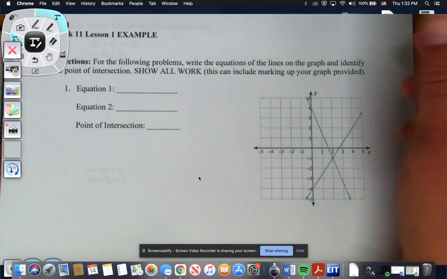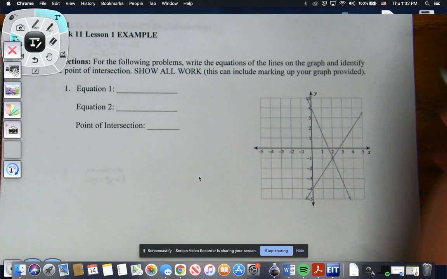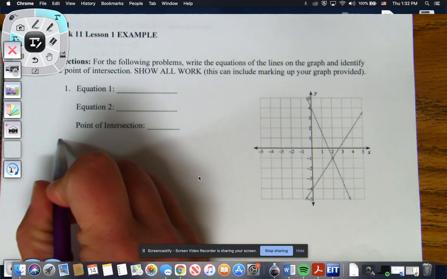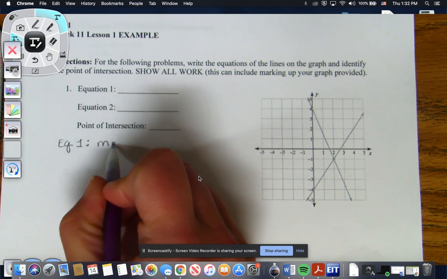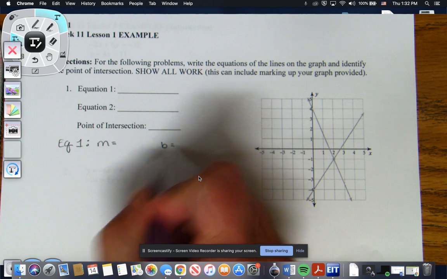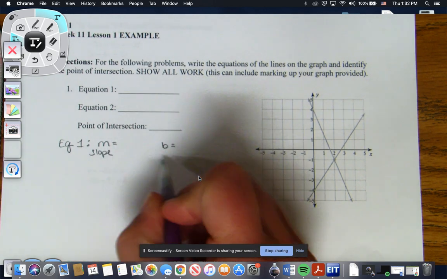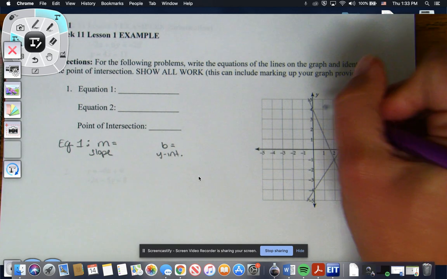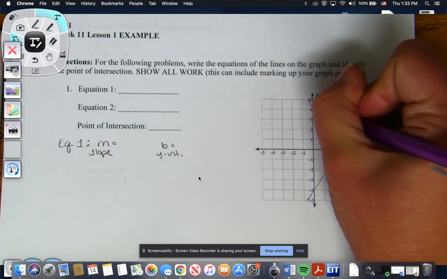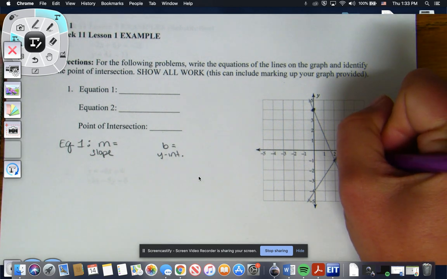So I'm going to look at this line, this one going down, and I first want to identify my slope and my y-intercept. So I'm going to say equation one, what is my slope? What is my y-intercept? So again, if we don't remember, this is slope, this is y-intercept. So I'm going to come over here and I'm going to mark 2 points that I can see clearly, which is here. And I can also see that there's one right here.